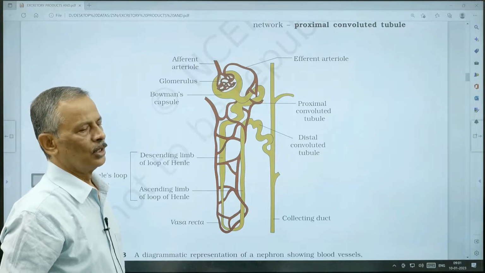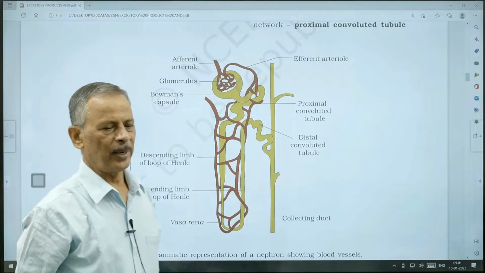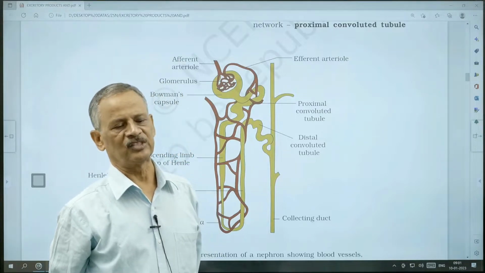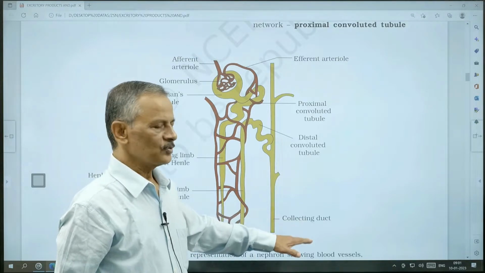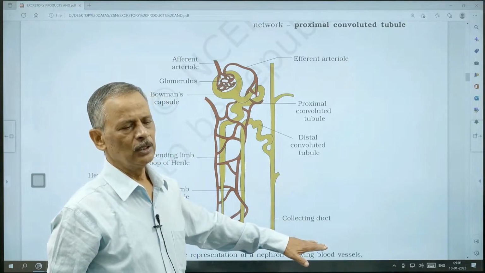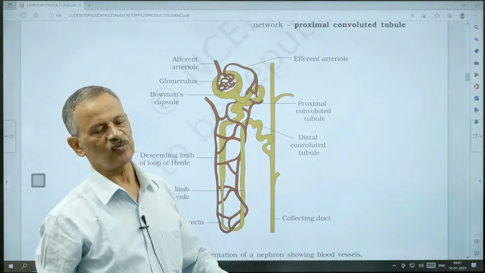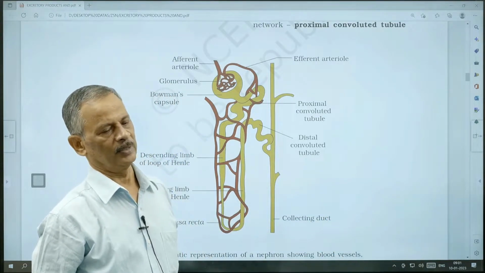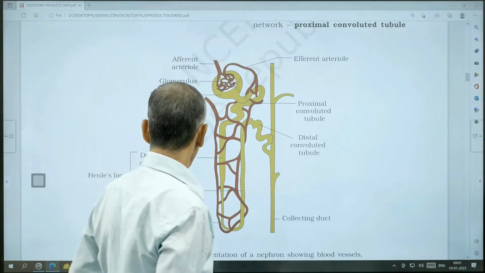It passes deep and deep into the medulla and opens to the surface of the pyramids. So collecting ducts are opening on the surface of the medullary pyramids. This is the part of a nephron.